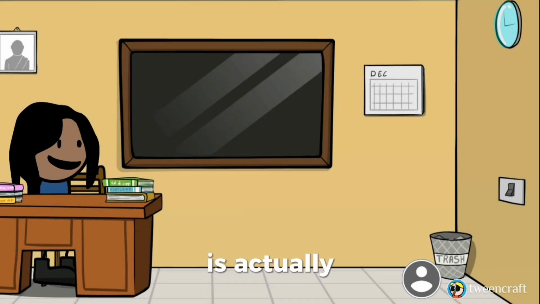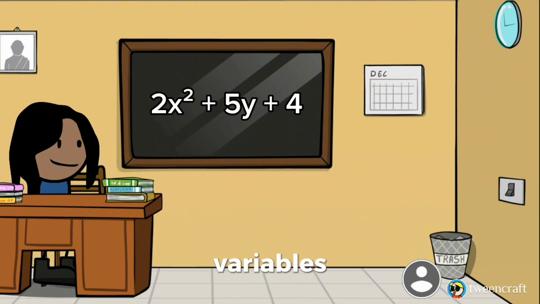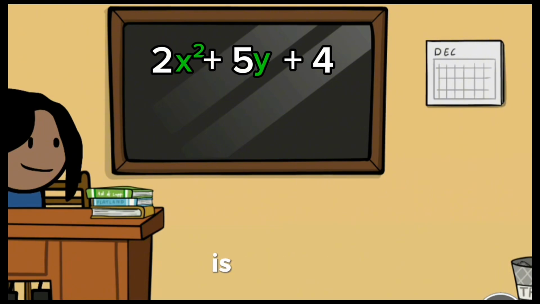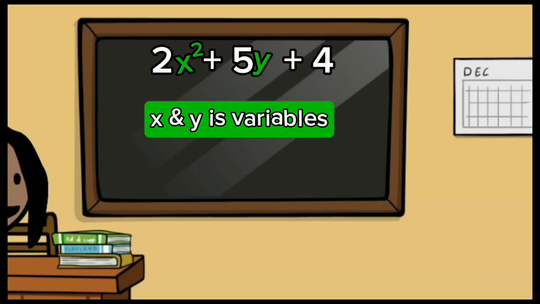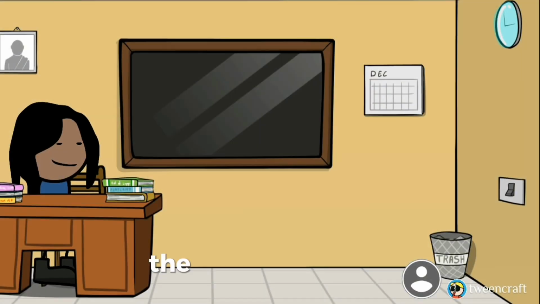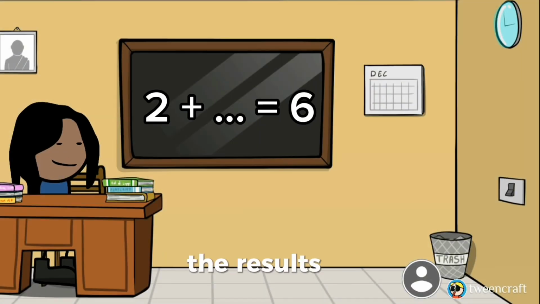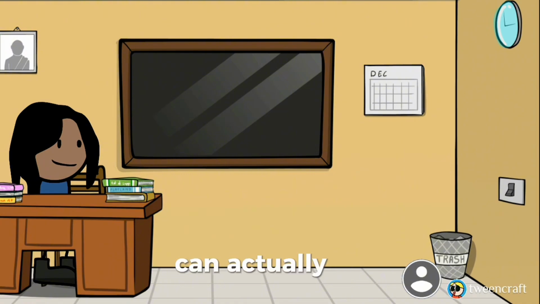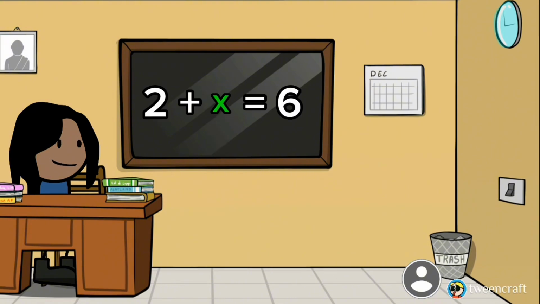Algebra is actually a math operation that uses variables. A variable is a small letter that reflects the value of an unknown number. For example, like at the beginning of the video. The question 2 plus how many, the result of which is 6, can actually be converted to an algebraic form like this. X is a variable because its value is unknown.